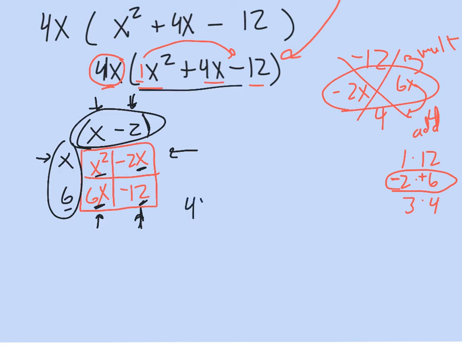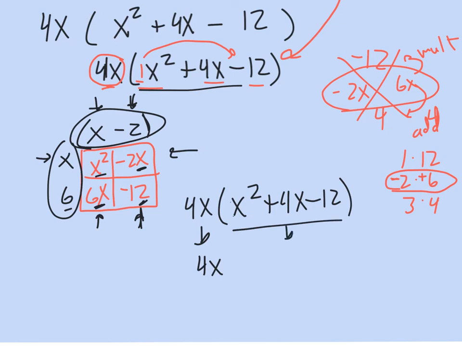So the 4x times x squared plus 4x minus 12. Well, this is 4x, and this factors down to these two binomials, these two factors, x minus 2 and x plus, that's a positive 6 right there, x plus 6.